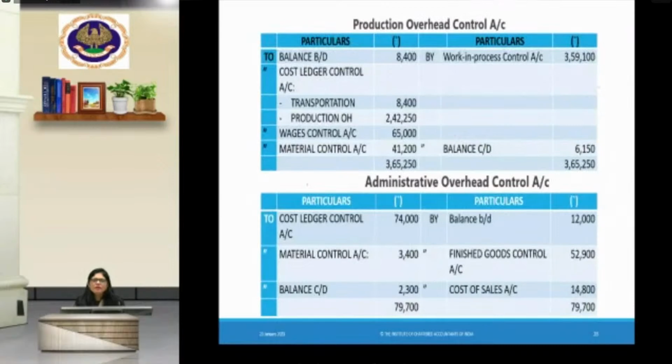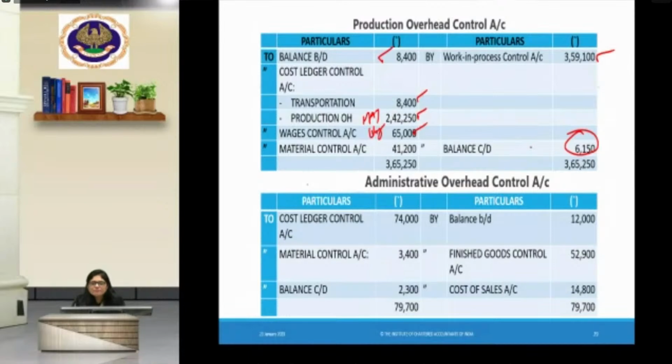Moving forward, production overhead control account, opening balance, clear? And then the transportation of indirect material, this we incurred, all right? And this we have transferred to the WIP account. So all these production overhead, indirect wages are coming from wages control. So indirect material, indirect wages are coming from the different control accounts. So we are transferring to WIP control account. And this is the basically balance.